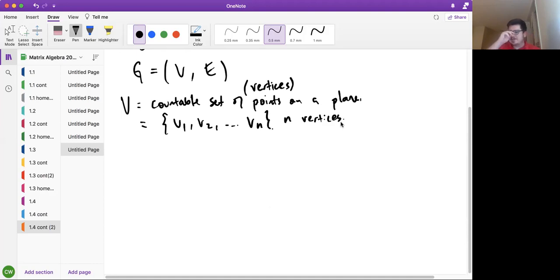Oh yeah, GPS. Finding the shortest distance between two things is a complicated problem. Find the shortest path between two things.